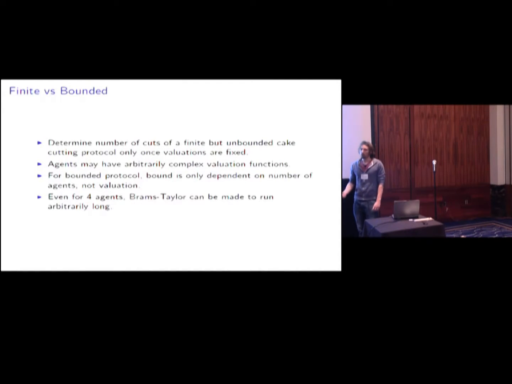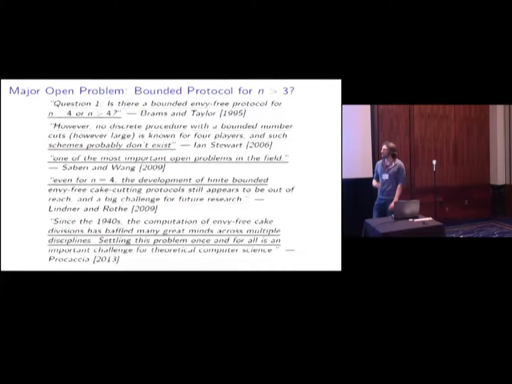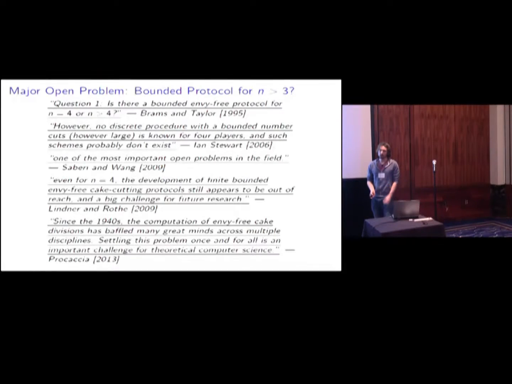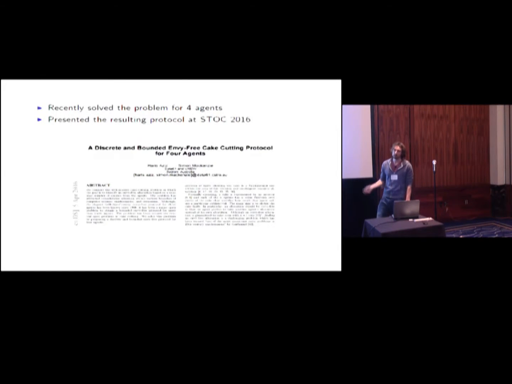More concretely, even for 4 agents, the Brams-Taylor protocol could be made to run arbitrarily long. For any constant, you can find an arbitrarily complex valuation function which requires the protocol to go on beyond that constant number of steps. Even Brams and Taylor were aware that this was a major drawback, and for the past 20 years it's been the central open problem in the field to bound the query complexity of these protocols independent of valuation functions, just as a function of the number of agents. The 4-agent case was solved recently, and I presented that result at the last STOC conference. Now I'm going to talk about the generalization of this to any number of agents.